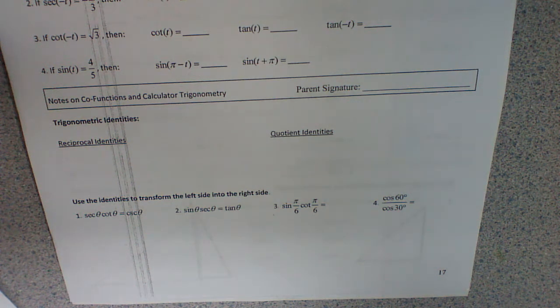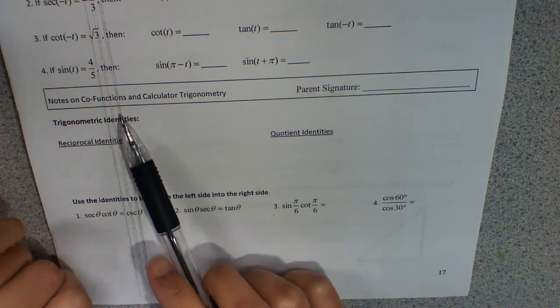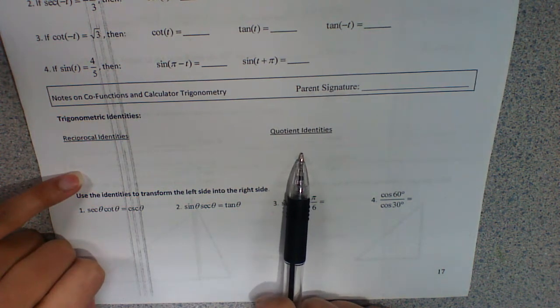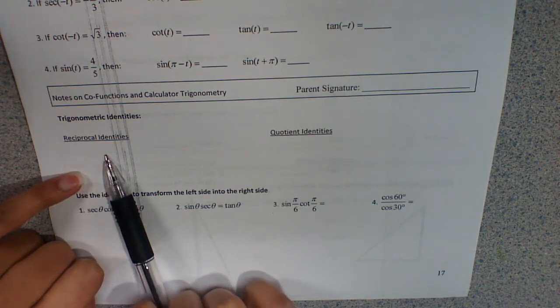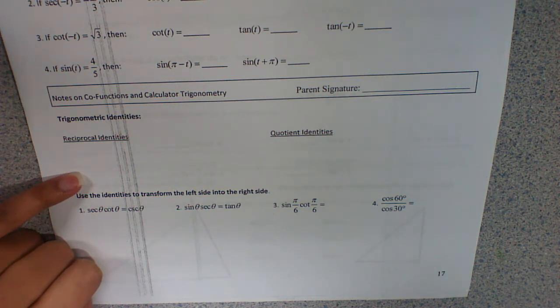Hey guys, so we're on page 17 and we're talking about cofunctions. Before I tell you what that means, we are going to look into some identities that you know. I never refer to them as these identities, but you actually do know these. In the future, when we talk more about trig, I'm going to give you some more identities that you will have to know, and those will be new to you.